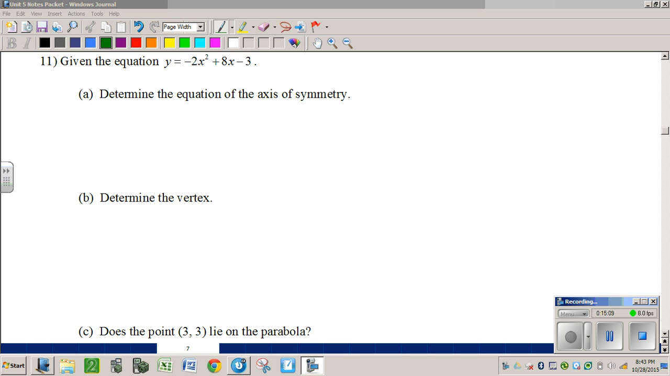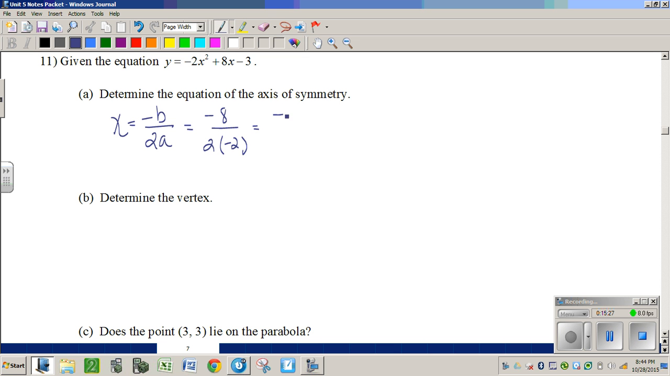So first thing we're going to do is find the axis of symmetry. So remember your formula, x equals negative b over 2a. You'll need to know that for your test too, so you want to make sure you memorize that. So we have negative 8 over 2 times negative 2, so it's looking like negative 8 over negative 4, which is just going to give you 2. So the equation for your axis of symmetry is x equals 2.